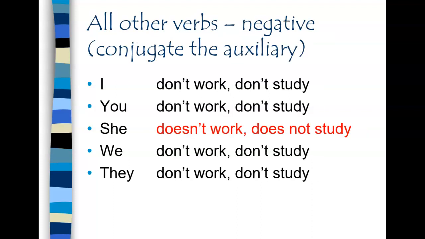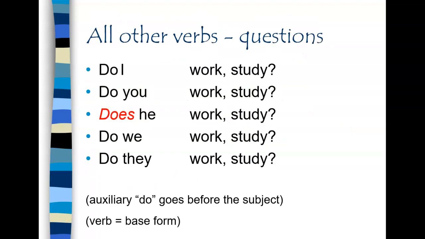To make these verbs into a negative, I have to conjugate what we call the auxiliary verb. And the auxiliary verb for every verb in the simple present except the verb to be is do. I don't work, I don't study. You don't work, you don't study. But he, she, and it doesn't work or does not study. You know the S is here on my auxiliary. There is no S on the verb. It comes back to what we call the base form.